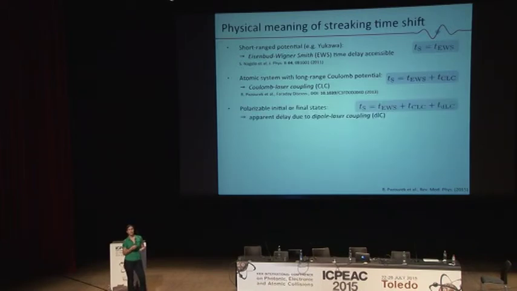Now, if we go a step further, and we ask the question what happens if we have polarizable initial or final states, then this also shifts our continuum energy of our electrons and leads to another modification of the streaking time shift, which we also know and can calculate. So we can still decompose the streaking time into these different parts. And this also holds true for multi-electron systems and also for molecules.